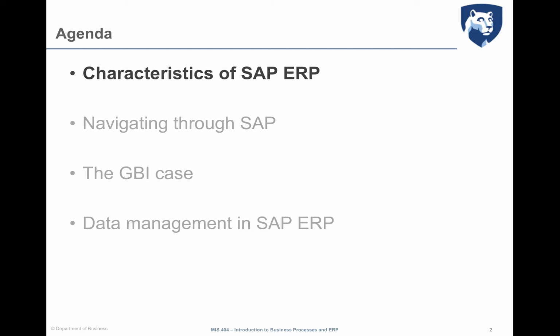In this part, we will start by giving an overview of the characteristics of SAP ERP. Then we will detail the main elements of SAP navigation, and we will describe in more detail the nature and aspects of the GBI case, which is the case that will be carried on during all the course in order to do navigation exercises and so on. Then next week we will start using the system, starting from the type of data that are included in SAP ERP.